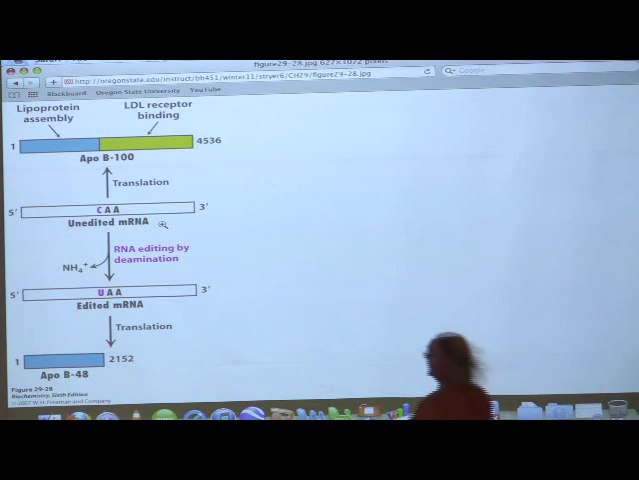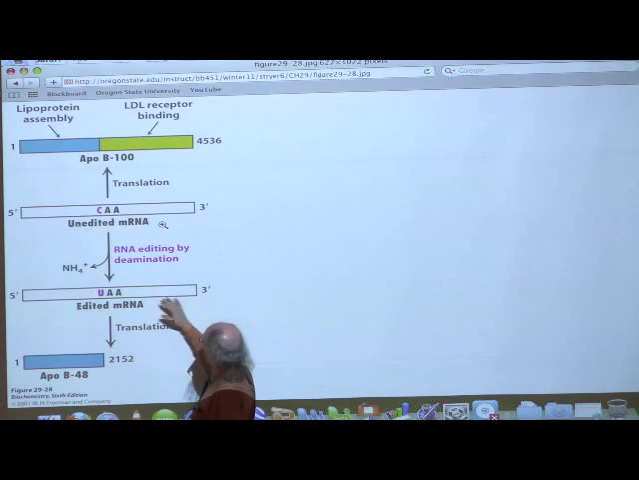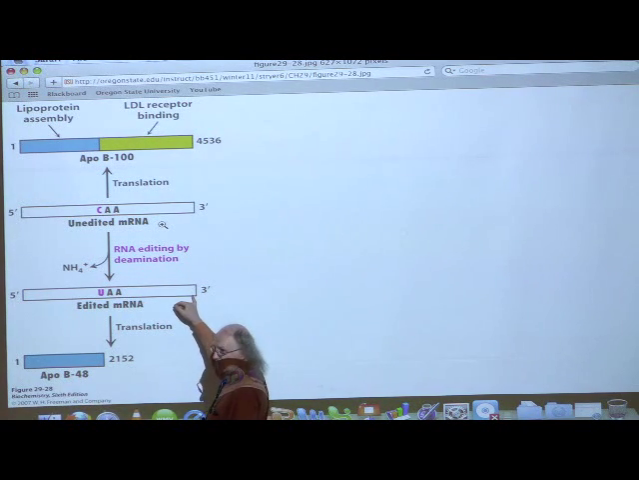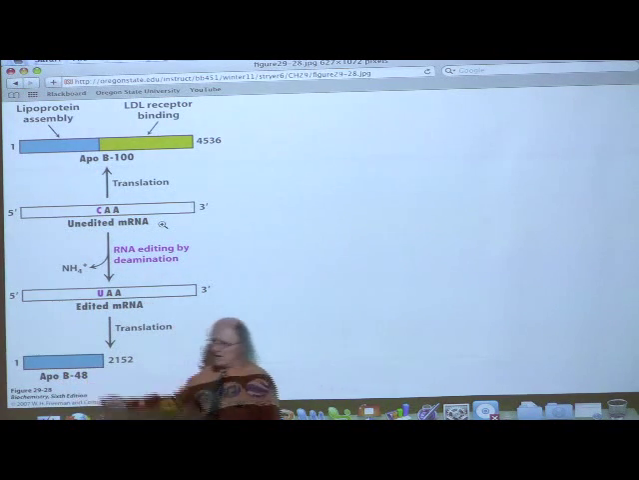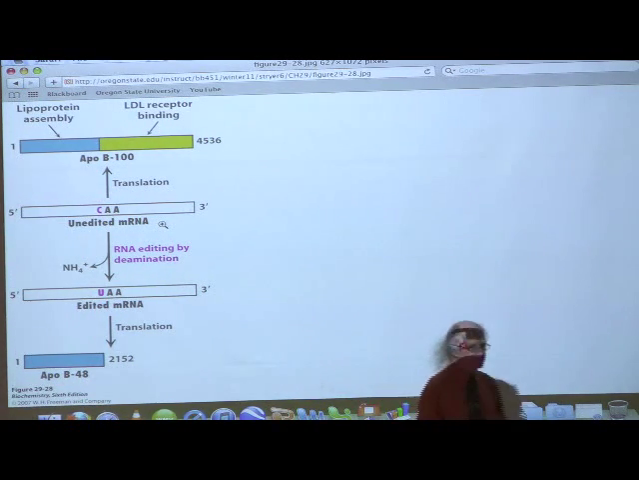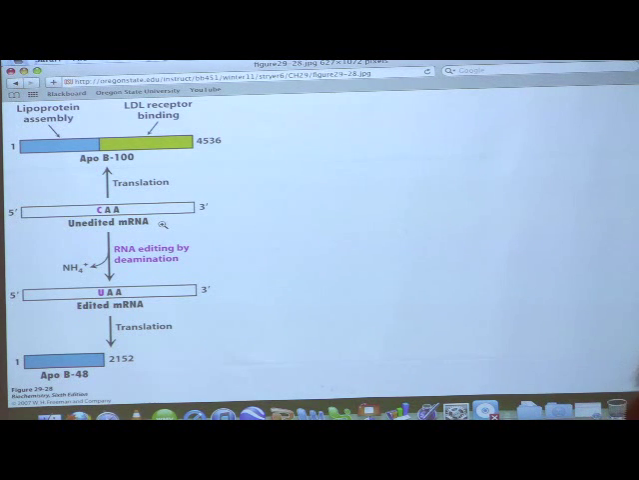This means that in the intestines, a truncated, short version of this protein is made. It's only made up to this point. We call this protein ApoB48. It's just one of the proteins in the lipoprotein complex that comprises chylomicrons.